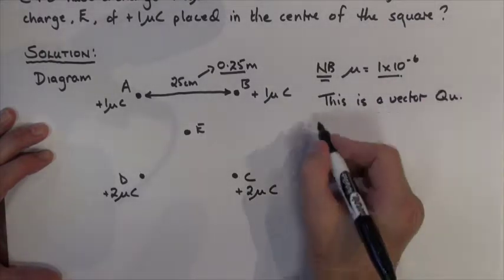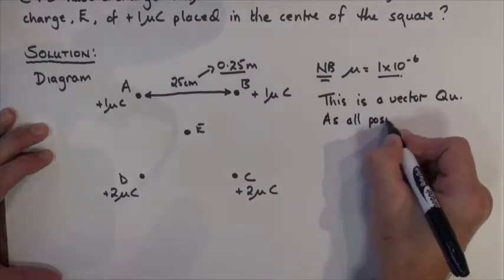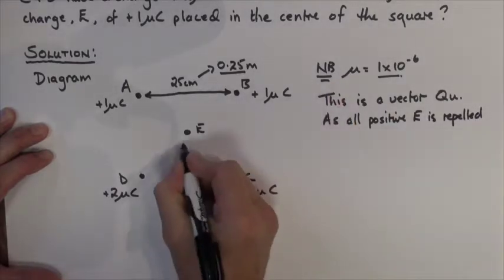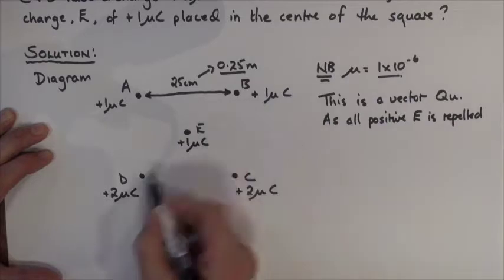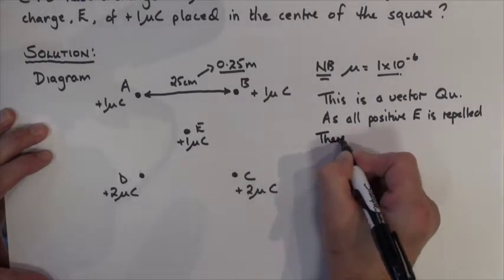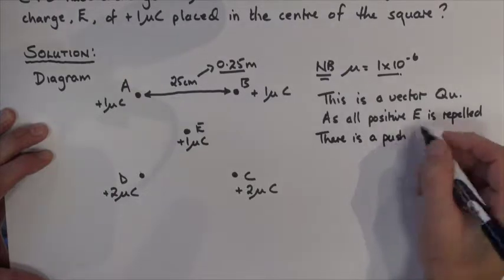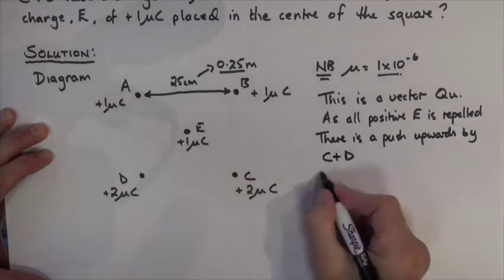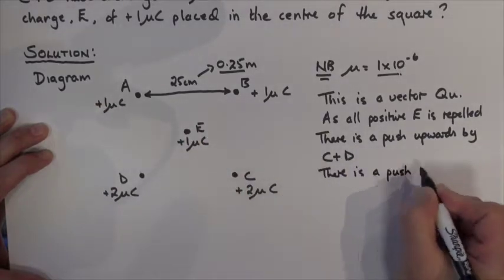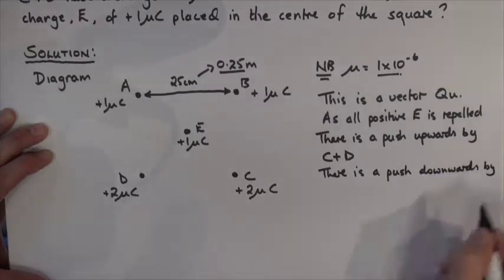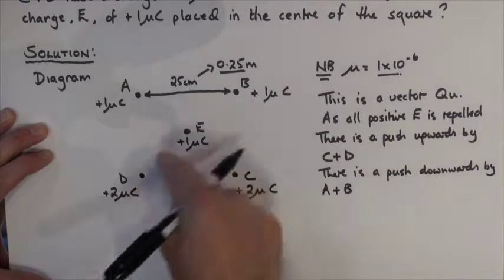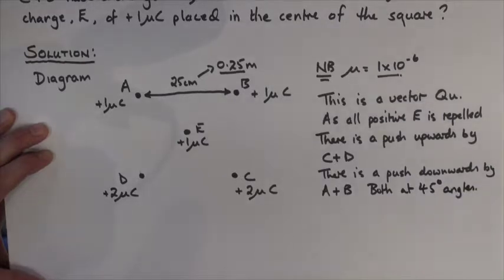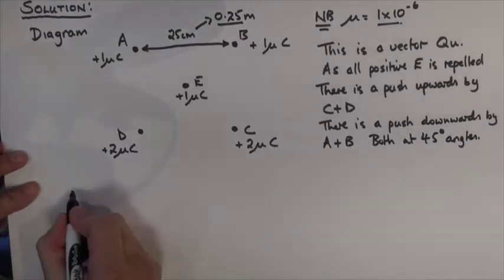Now this is a vector question because the forces are acting at an angle. All of the charges are positively charged, as well as E, and as a result they repel. So we can see that E is 1 microcoulomb. As they're all positive, they're all going to repel. There is going to be a push from the bottom in an upwards direction from both D and C, as you can see here. There will also be a push downwards by A and B, and these will both be at an angle to the charge E. Because it's a square and the forces are the same, they're all going to be at 45 degrees to E.